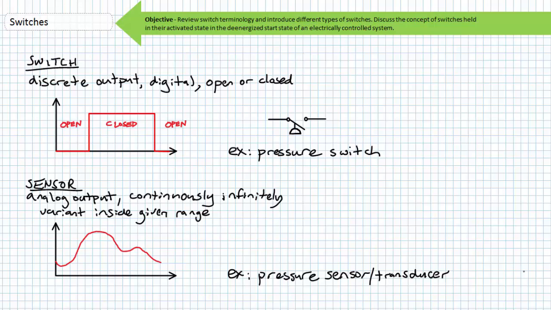A normally open pressure switch, for example, changes to the closed state when pressure exceeds a certain preset value. Sensors, in contrast, are analog in nature, in that their electrical output is infinitely variant within a given range and varies in proportion to the measured quantity. A pressure sensor, sometimes called a pressure transducer, will output more voltage or more current as pressure increases. Later lectures at the Big Bad Tech channel will discuss sensors in greater detail.